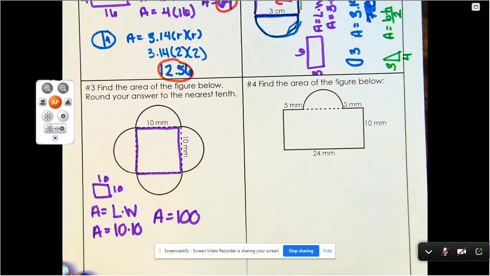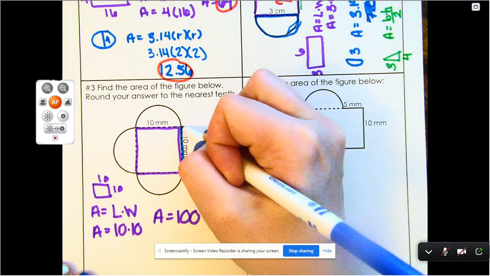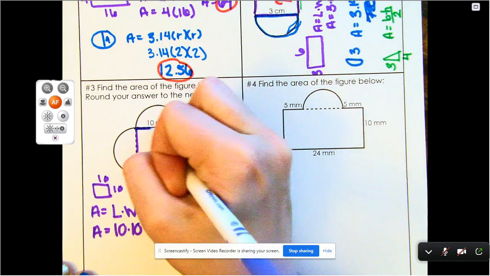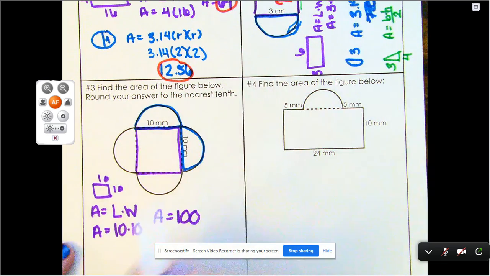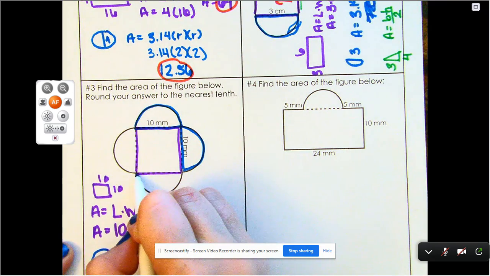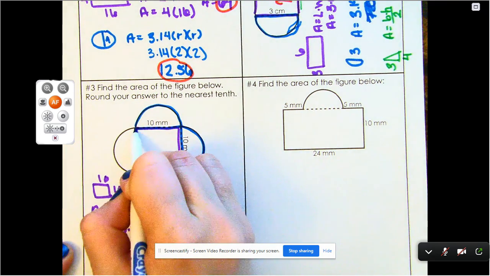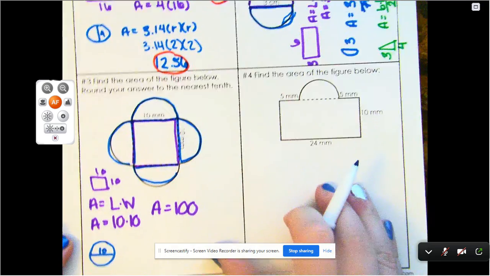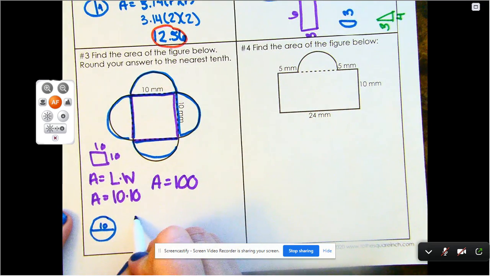And then the other shapes that I see is this half and this half is going to make a full circle with a diameter of 10. Okay, this half and this half is going to make a second full circle with a diameter of 10.